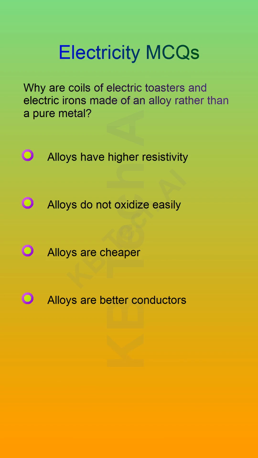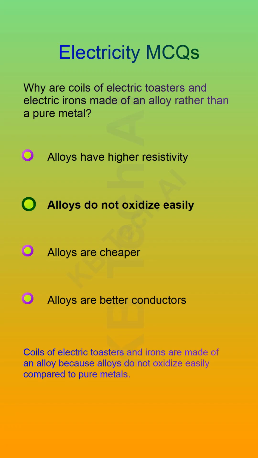Why are coils of electric toasters and electric irons made of an alloy rather than a pure metal? Option 1, alloys have higher resistivity. Option 2, alloys do not oxidize easily. Option 3, alloys are cheaper. Option 4, alloys are better conductors. The answer is, option 2, alloys do not oxidize easily.